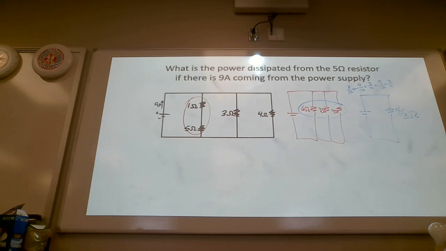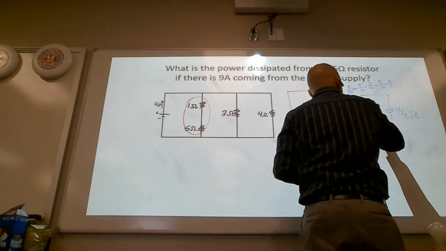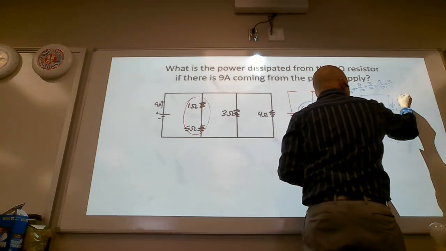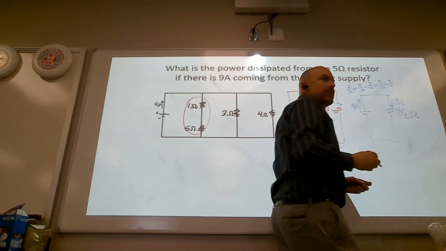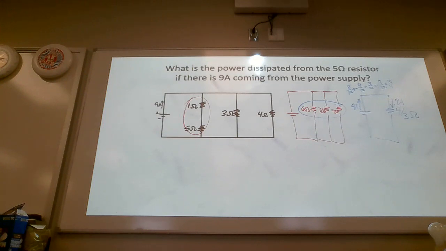Okay. Now, 9 amps is coming out of the battery, so that's your total current. 9 amps is flowing through that resistor. Again, you're looking for the voltage across the 5 ohm resistor. Continue to race ahead of me.